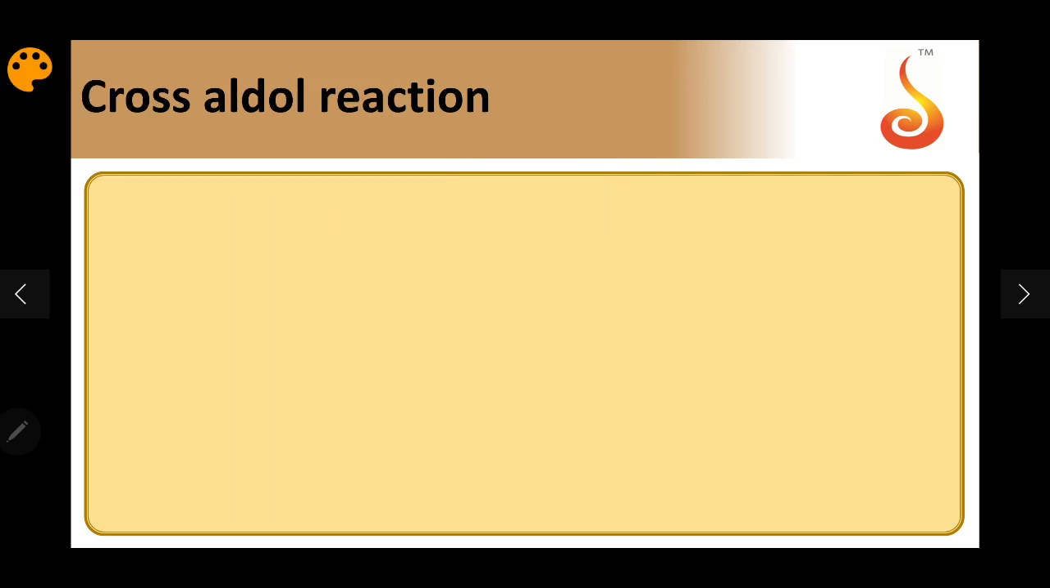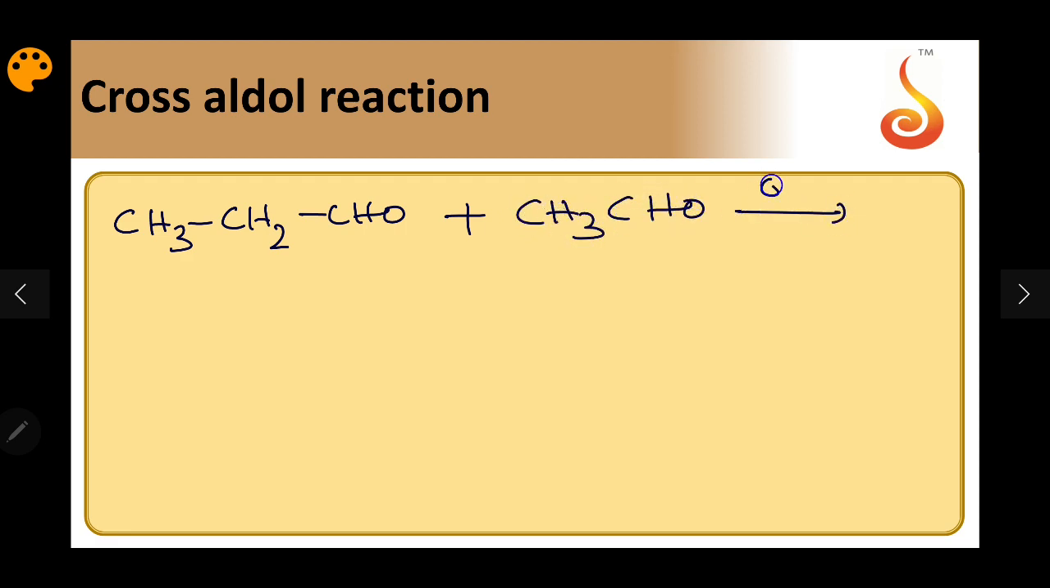Crossed aldol condensation. When you have more than one molecule, it can form crossed as well as self product. So I'll take the example CH3 CH2 CHO plus CH3 CHO. So two molecules, I am taking OH minus. So I can write the possible products.